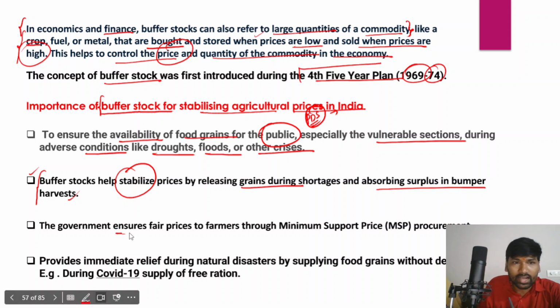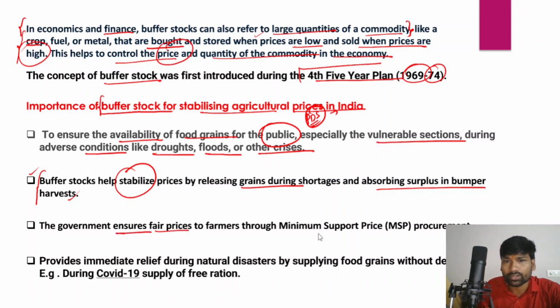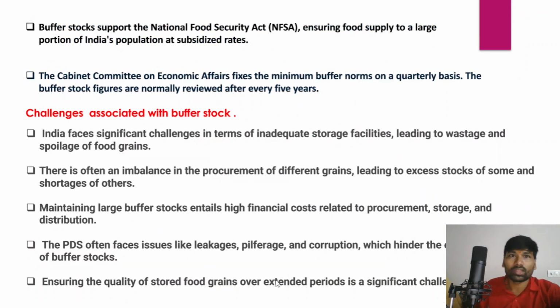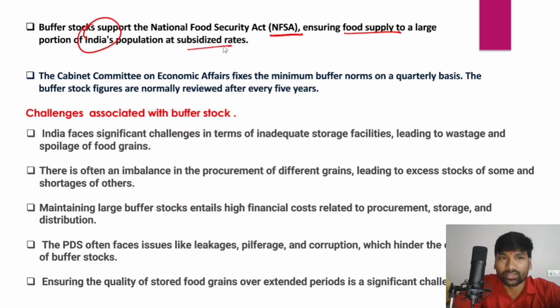And in fact, government also ensures fair prices to farmers through the minimum support price procurement. And government also provides immediate relief during natural disasters by supplying food grains without any delay. During COVID-19, supply of free ration is one of the examples. And in fact, buffer stocks also support the National Food Security Act by ensuring food supply to a large portion of India's population at subsidized rates.